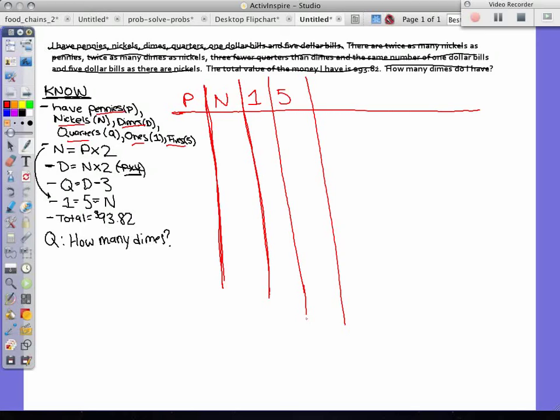And then I'm going to put 1s and 5s. And then after my 5s, do I put quarters or dimes? I'm going to put quarters because quarters is dimes minus 3. And then I will put my total.